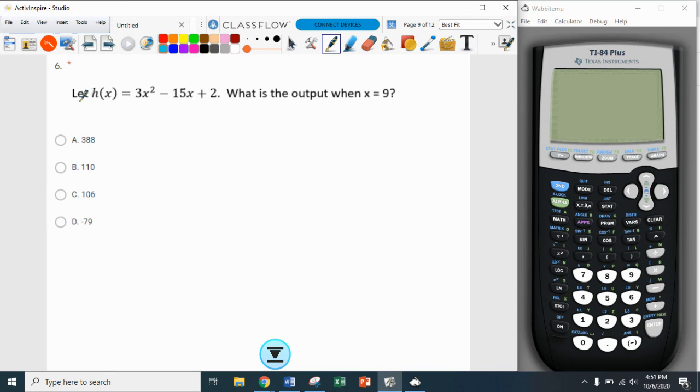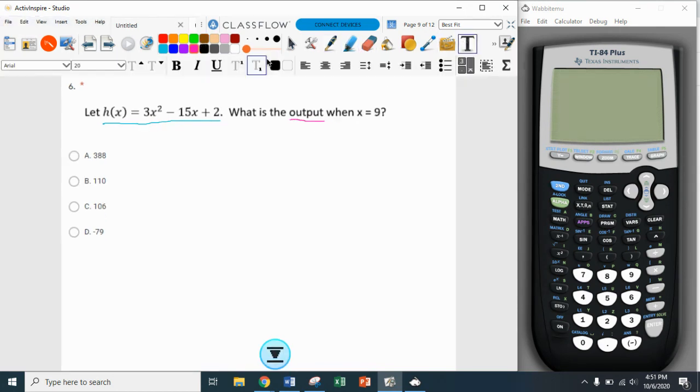So here our problem says, let h of x equal 3x squared minus 15x plus 2. This right here is our original function with our x's. And then it says, what is the output when x equals 9? That word output is what we're looking for. Here I'm going to make a note. The word output is what we are looking for. That's what we want to find.